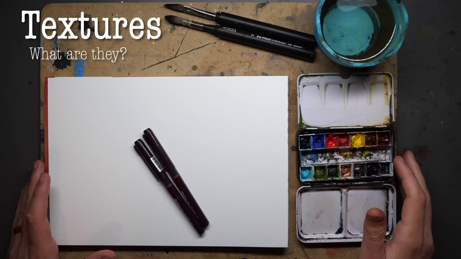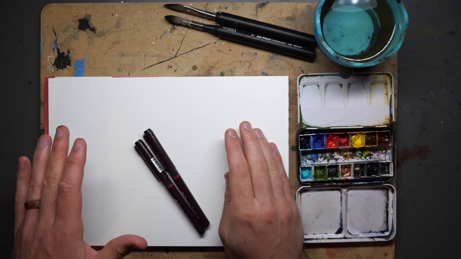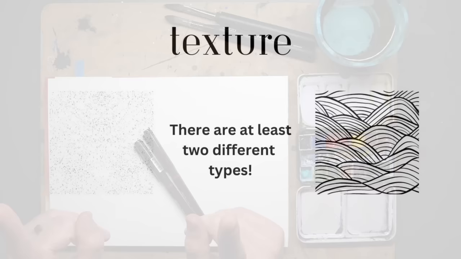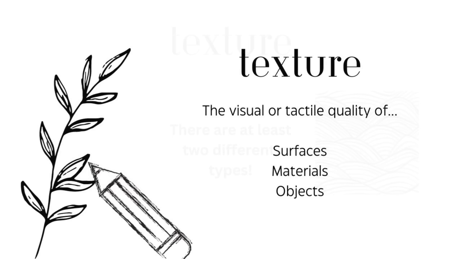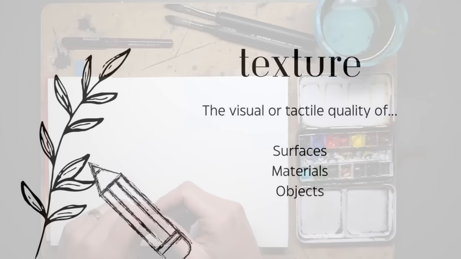The first thing that we need to do is have a think about what texture is. So what is texture specifically in drawing, in painting? And I'm going to argue, if argue is the right word, that there are two different types of texture. So what are those two types? Well, the first is the sort of visual or tactile quality, that is how things look or how things feel, of the surfaces, the materials, or the objects in our drawing.